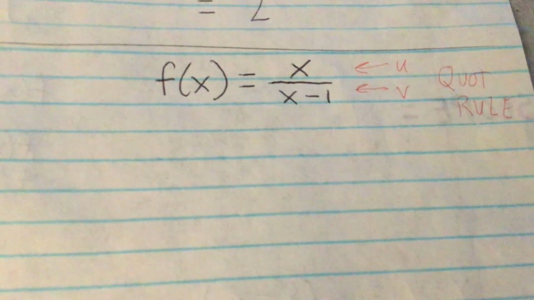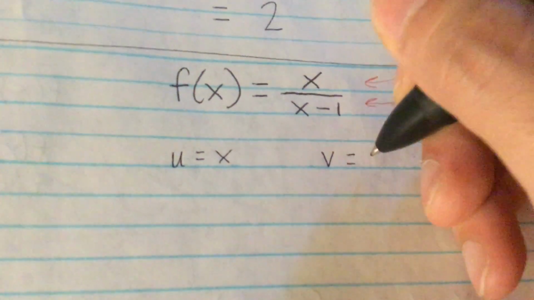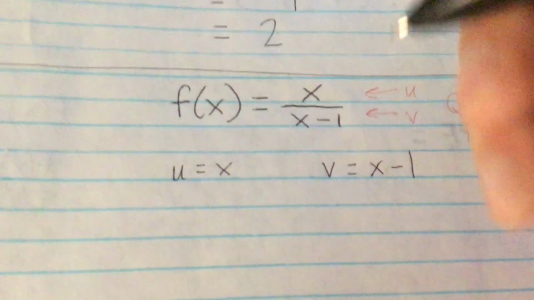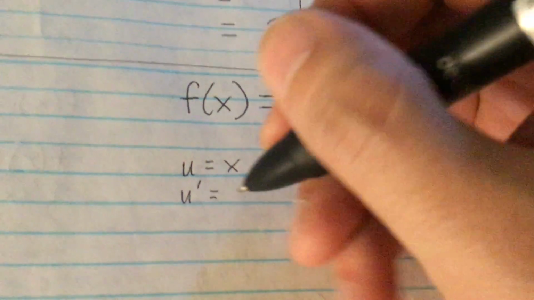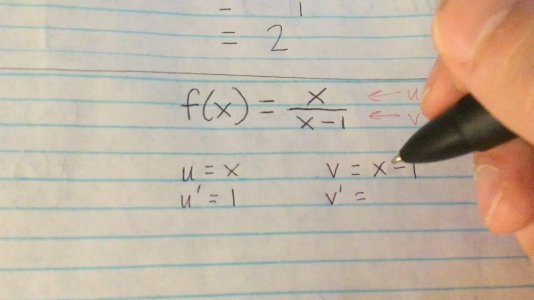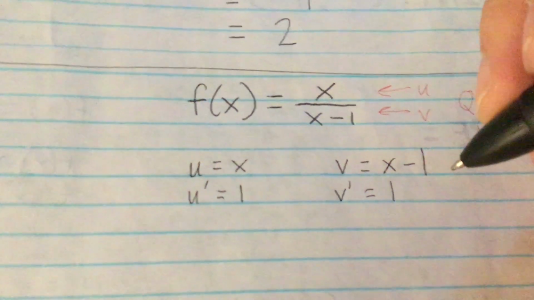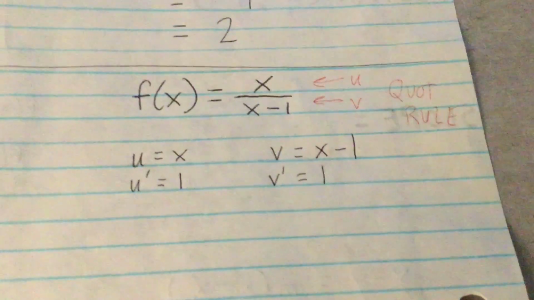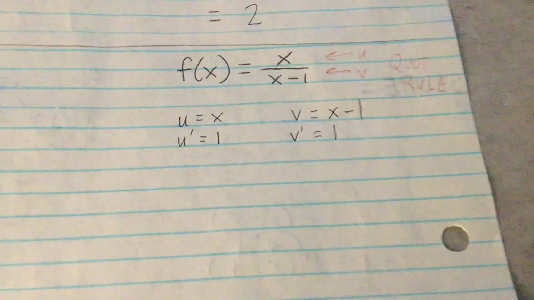So let's lay out our pieces. u is equal to x. v is equal to x minus 1. Okay, not too bad. So u prime, the derivative of x with respect to x, is 1. And v prime, the derivative of x minus 1: the derivative of x is 1, and the derivative of negative 1 is 0. Oh, okay, well, at least it wasn't too bad. You notice I picked a quotient rule problem where the u, the v, the u prime, and the v prime are all manageable. So remind me again, what is the quotient rule?